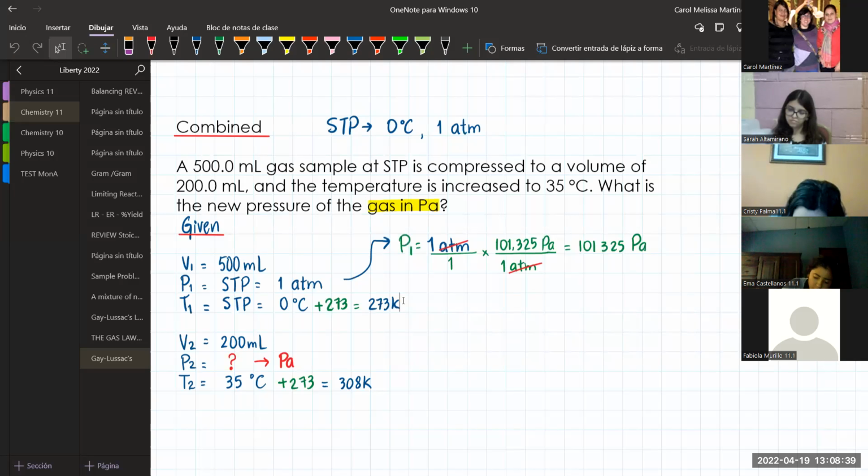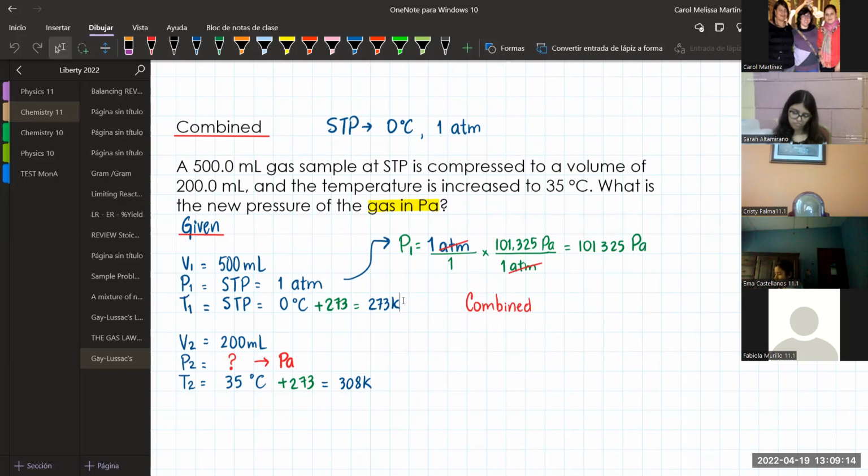What do we need to do now? Because I see volume, pressures, and temperatures, I know that I have to use the combined gas law, okay? Because I see all those values. So the combined gas law is, okay, I'm going to write it here. In the combined gas law, we're going to have this formula.